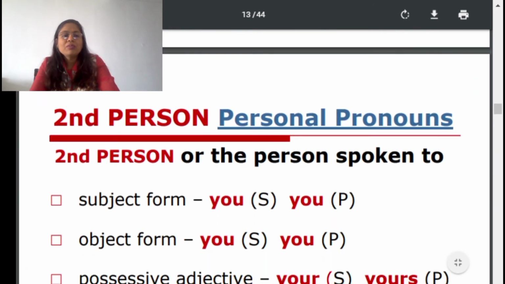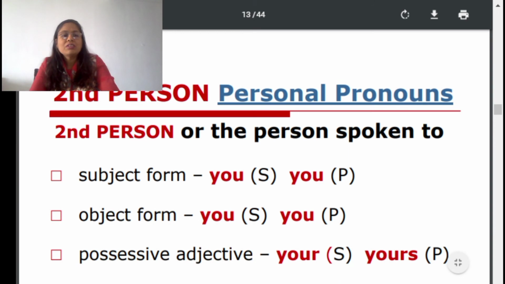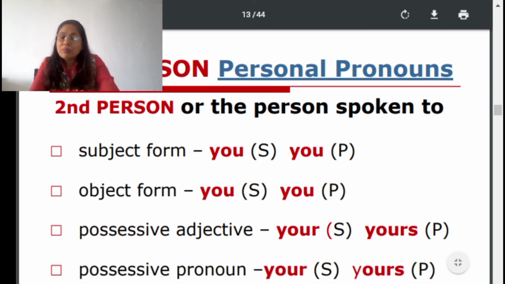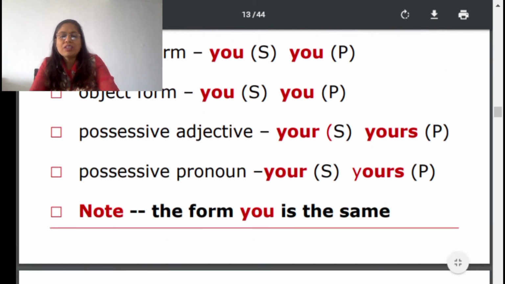Let us have a look at the second person personal pronouns. The subjective form of the second person is you in the singular case and you in the plural case also. You doesn't undergo a change even in the objective form. So it remains you whether it is singular or plural. The possessive adjective of you is your or yours. The possessive pronoun is also your or yours. The form you remains the same in a number of cases.